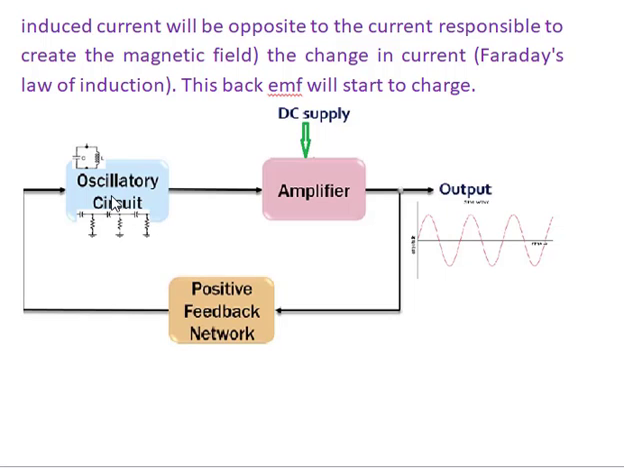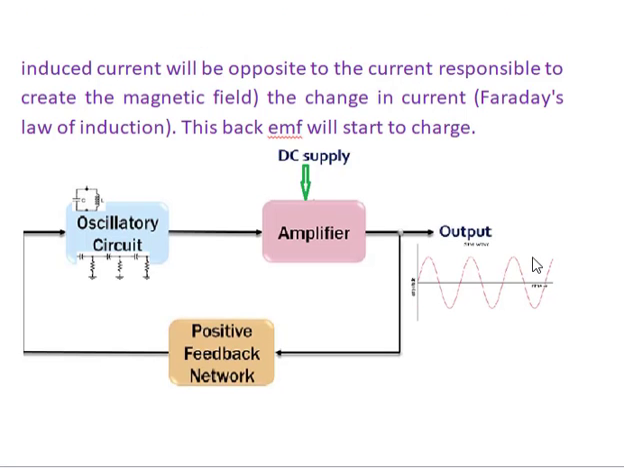So the oscillatory circuit consists of a capacitor and inductor in the case of LC oscillators, and a resistor and capacitor in the case of RC oscillators, and produces a damped wave. This damped wave is fed back through the positive feedback network to the amplifier. The amplifier amplifies it and gives the undamped output waveform with constant amplitude. It is the simple working of the oscillator.